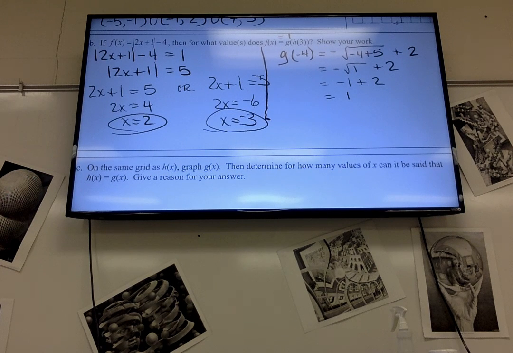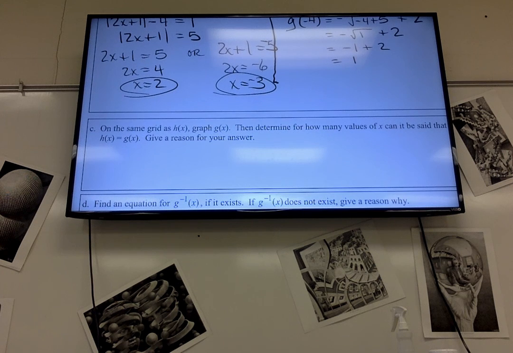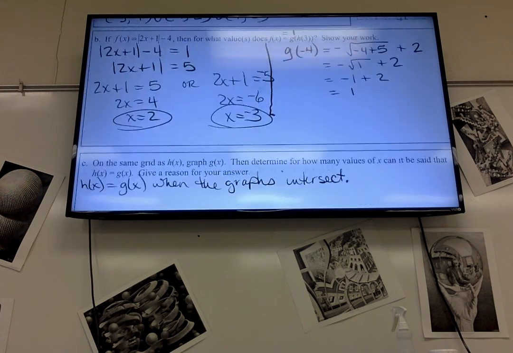Okay, on the next one, on the same grid as h of x, graph g of x. Then determine how many values of x can it be said that h of x equals g of x. Give a reason for your answer. So again, I can start with the reason. H of x equals g of x when the graphs intersect. So now we just need to graph g of x.